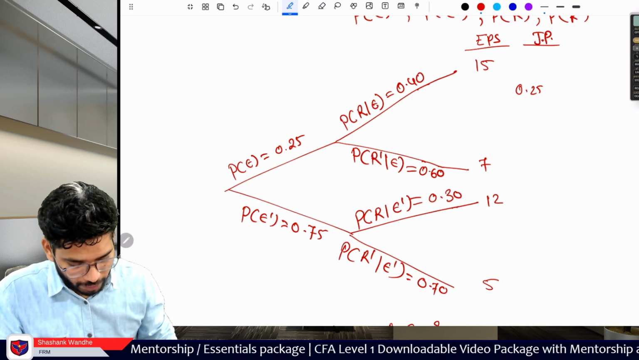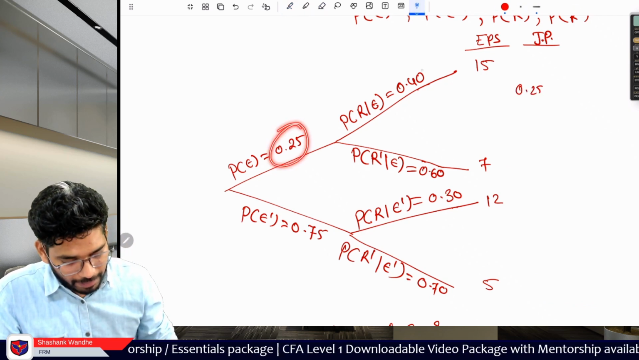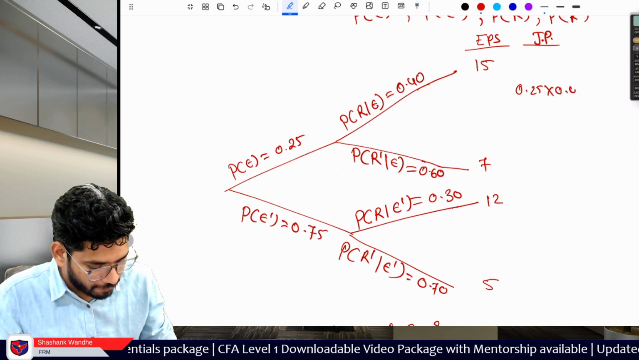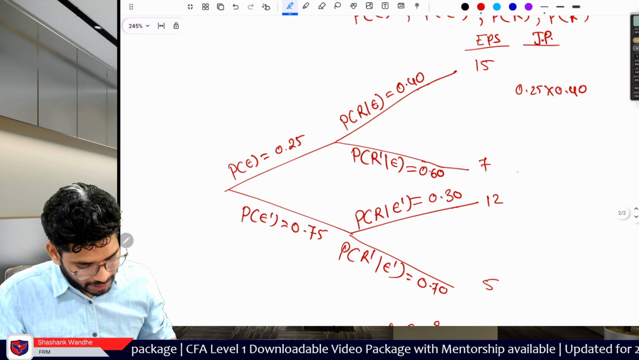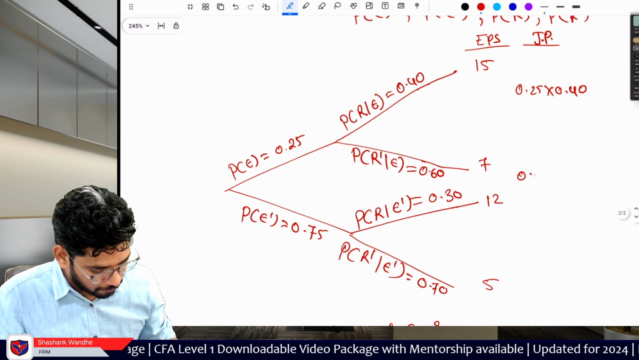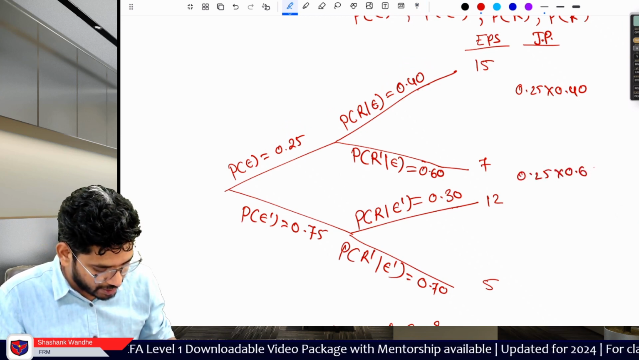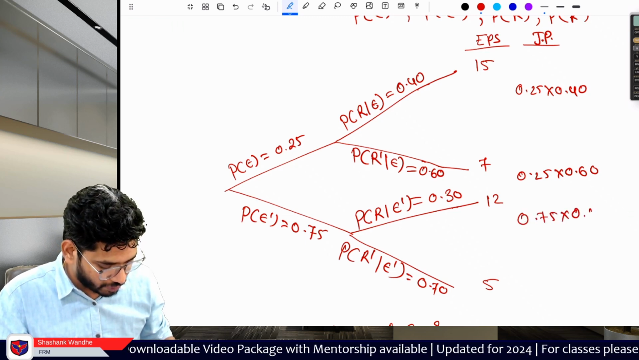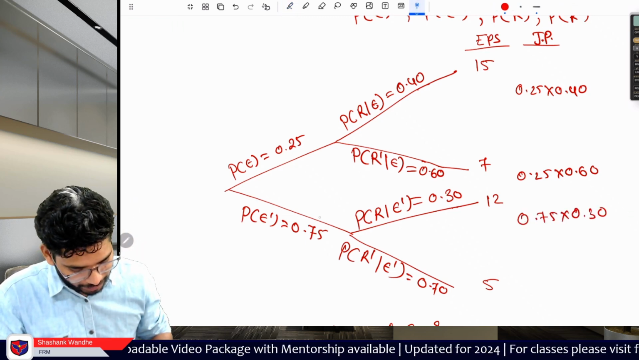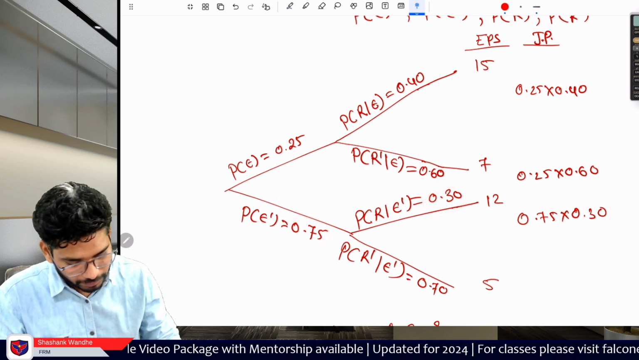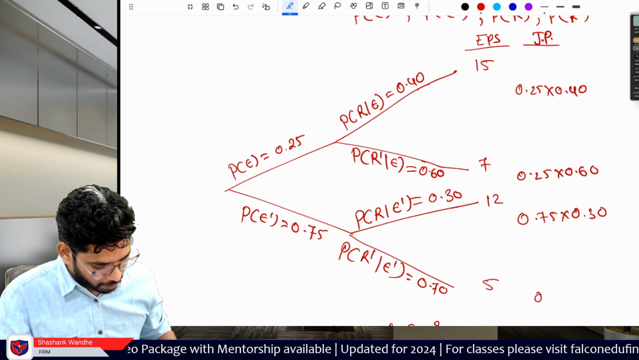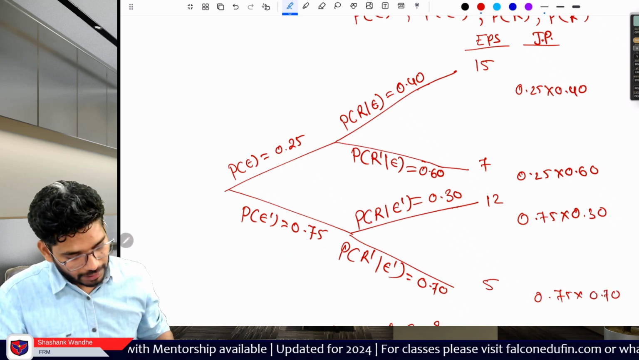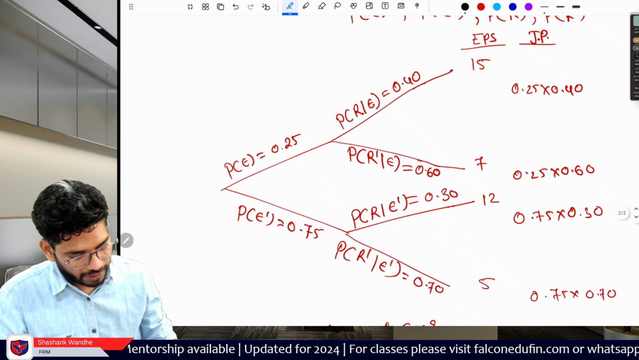So first here we will need joint probability, and joint probability is calculated as 0.25 in the first case. Remember, this probability multiplied by this probability. So 0.25 multiplied by 0.40, you have to simply do this calculation. Then again 0.25 multiplied by 0.60. Here 0.75 multiplied by 0.30. Here we are multiplying like this and this. And 0.75 multiplied by 0.70.